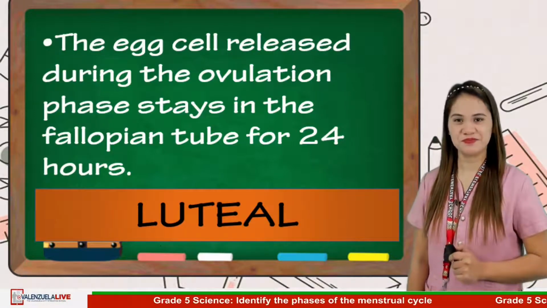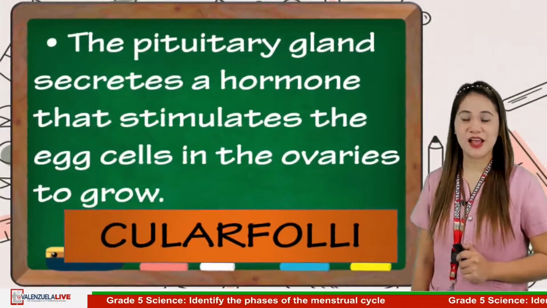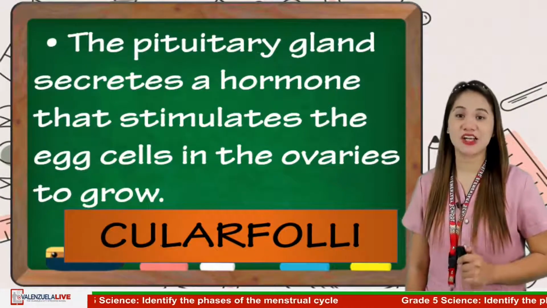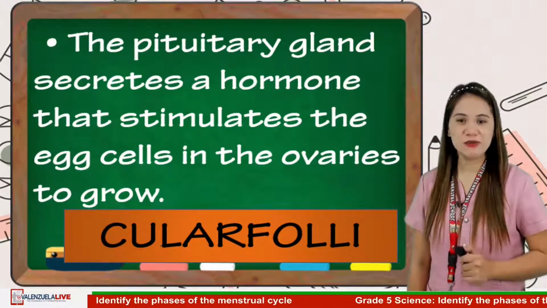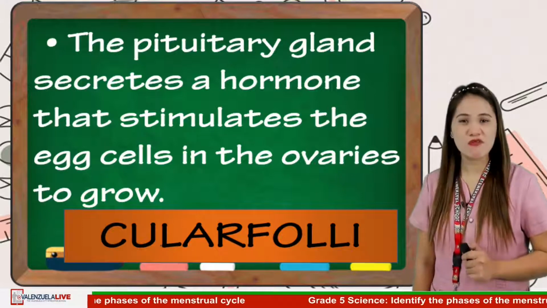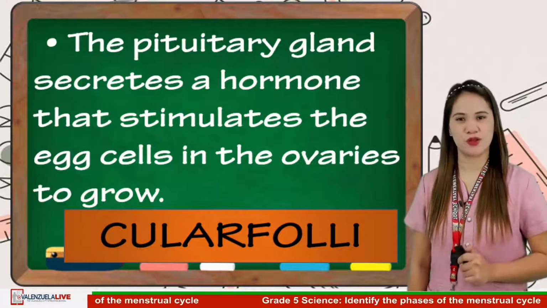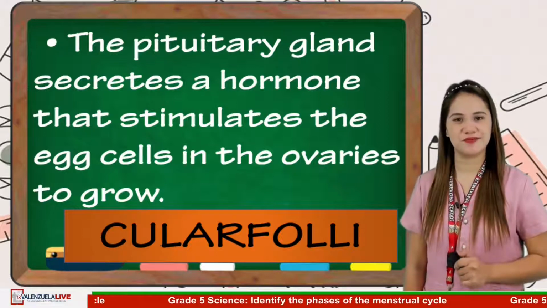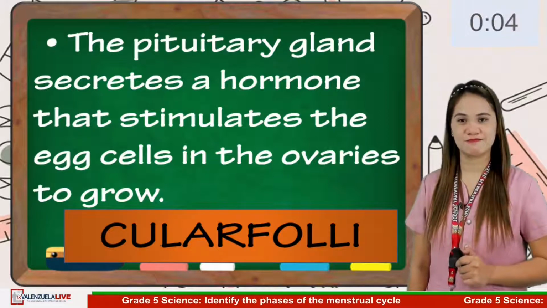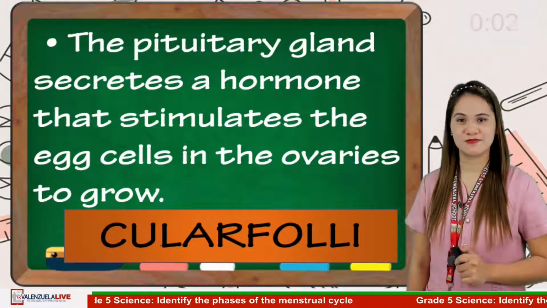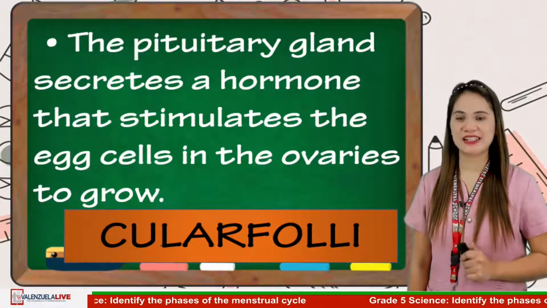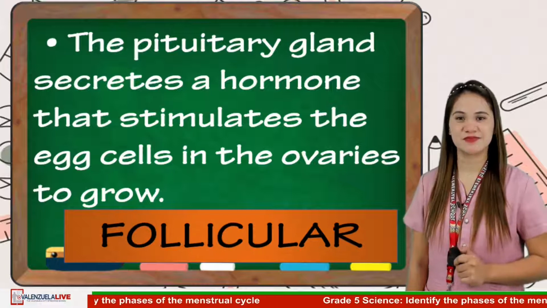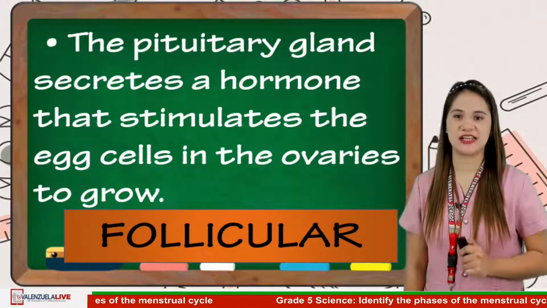Lastly, the pituitary gland secretes a hormone that stimulates the egg cells in the ovaries to grow. What phase in the menstrual cycle is being cited? The correct answer is follicular phase.